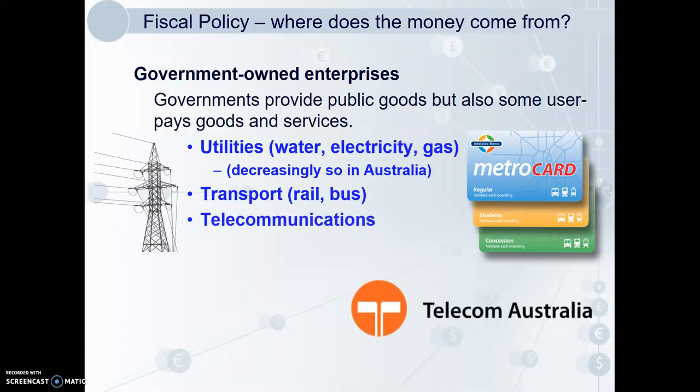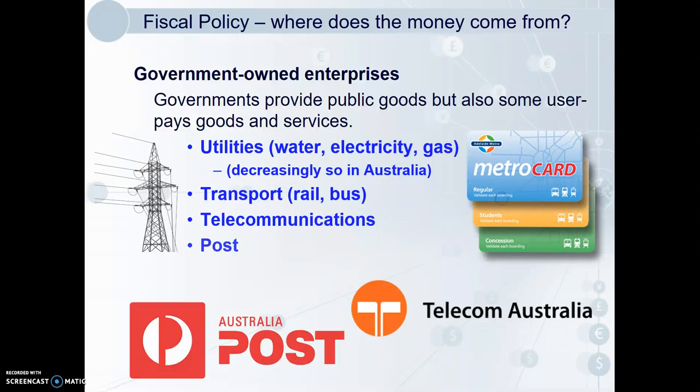Telecommunications in the days before mobile phones was all government owned. Before Telstra we had Telecom Australia, and the bill money of course would count as government revenue. A postal service is one more enterprise that is commonly government run and therefore revenue producing. This accounts for most of the balance of the revenue received by governments.